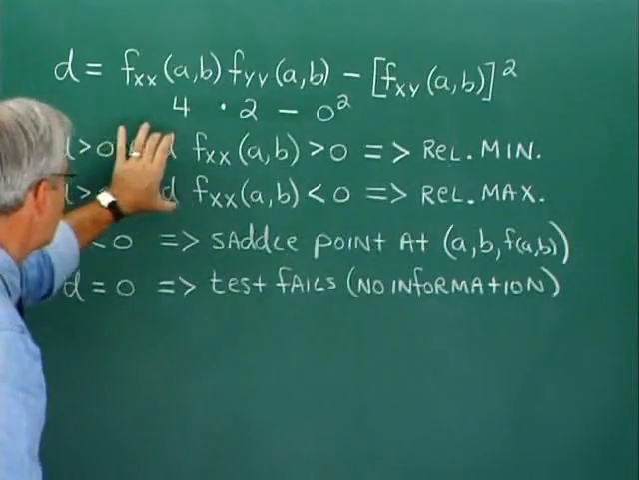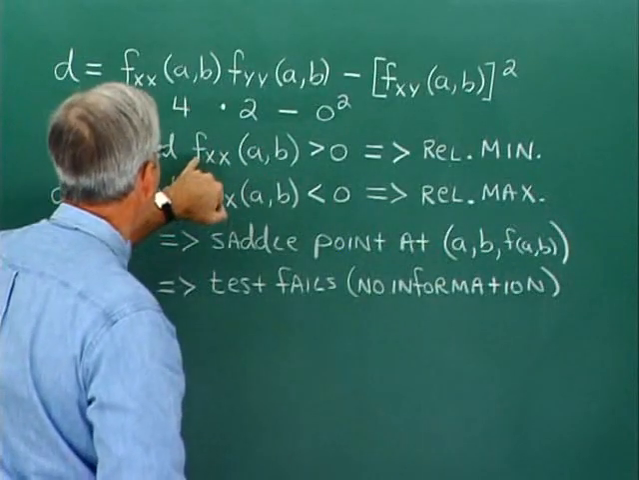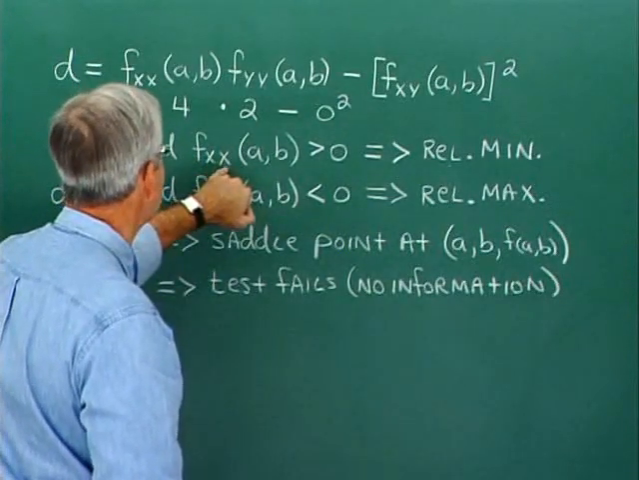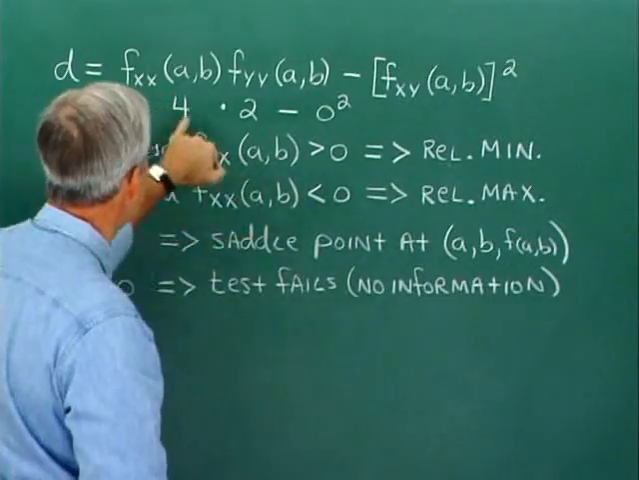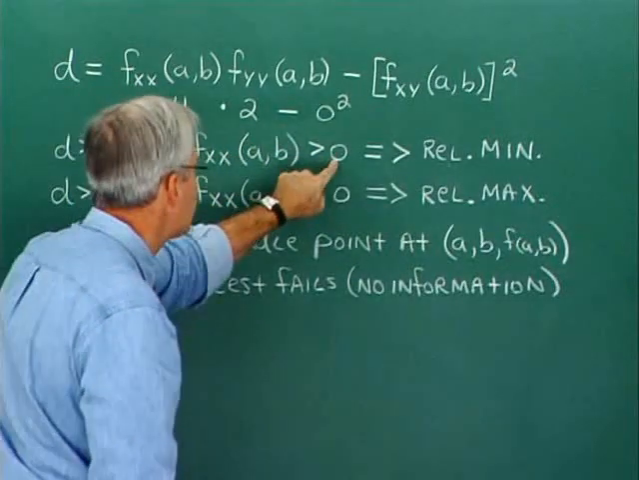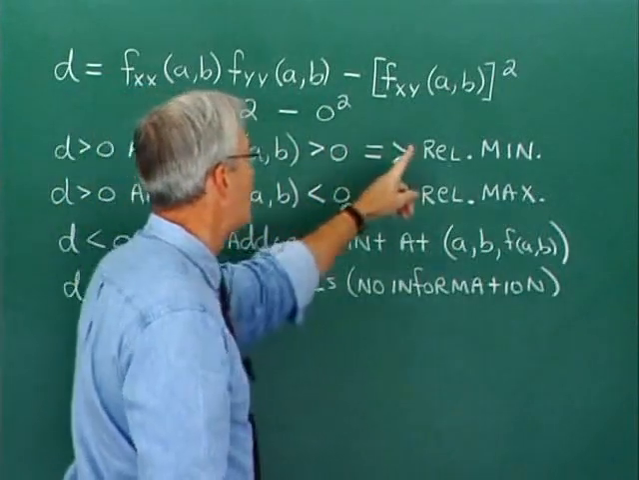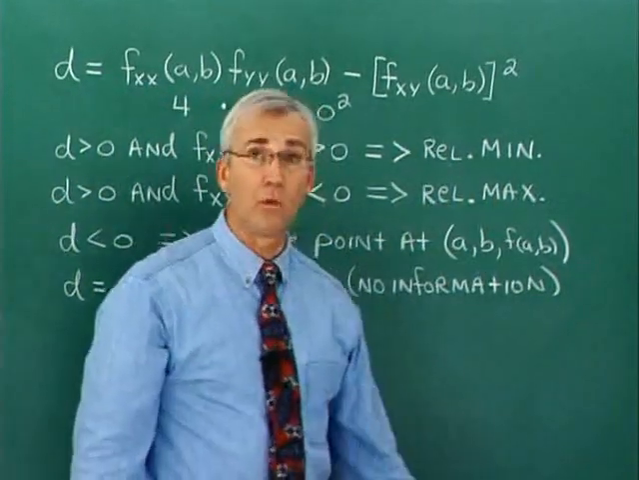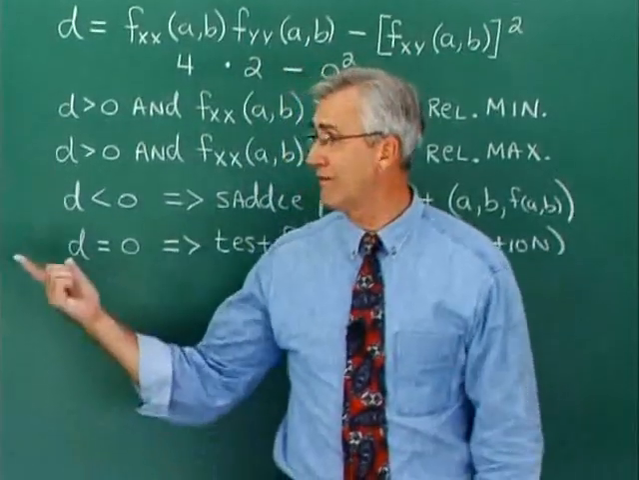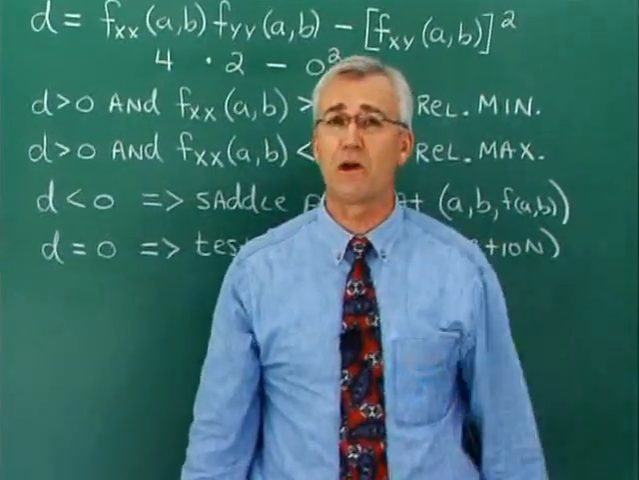Now we turn our attention to the value for f subscript xx of AB. Now we found that to be 4. Aha, that's positive. So if these two conditions hold, we have a relative minimum point. And so we determined then that this critical value gave us a relative minimum point.